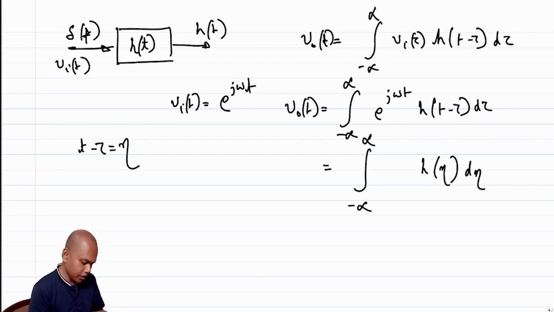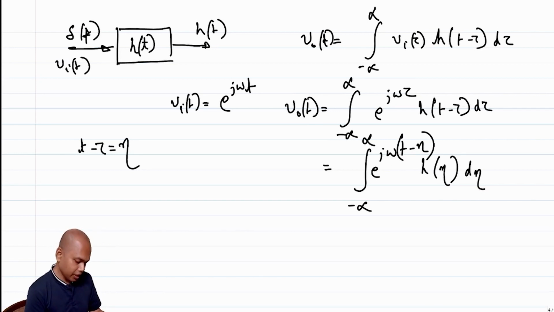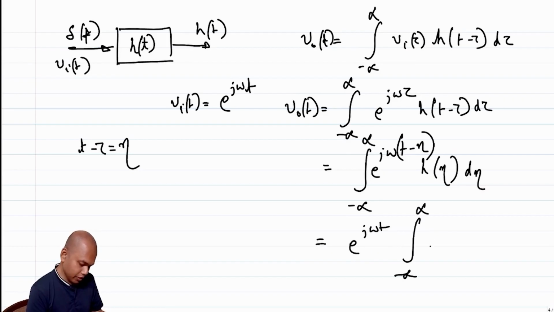This becomes minus infinity to infinity. This becomes e to the power j omega, sorry, this is tau. So tau is essentially t minus eta, right? So note that here I can take the e to the power j omega t out because it's not a function of d eta. So this becomes e to the power j omega t times the integral from minus infinity to infinity of e to the power minus j omega eta h of eta d eta, right?